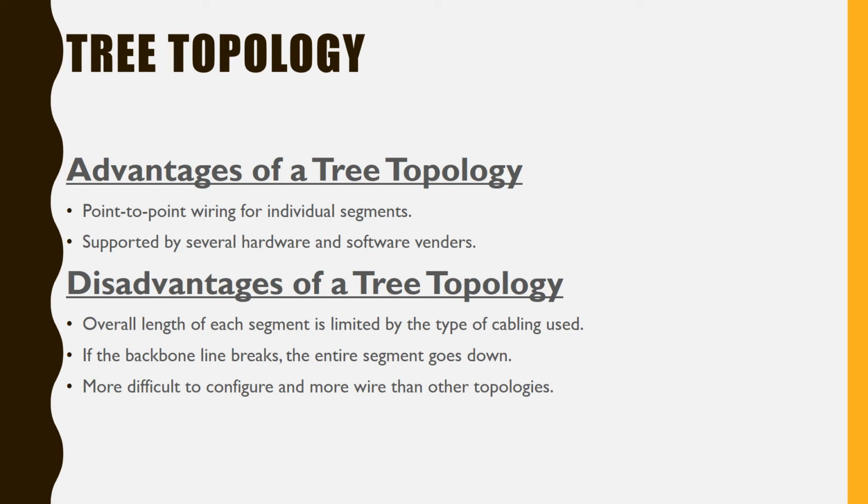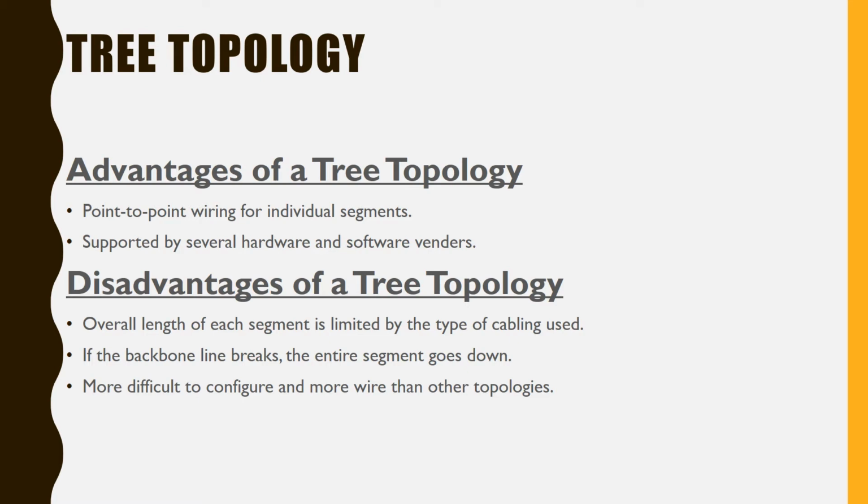Now, advantages of tree topology: point to point wiring for individual segments, as we have studied earlier. Also peer to peer network. So this is a kind of peer to peer network where each node is directly connected to its next node. Now, most of the hardware and software are compatible with this type of topology, so there is no extra expenditure on special hardware or software configuration for this type of topology.